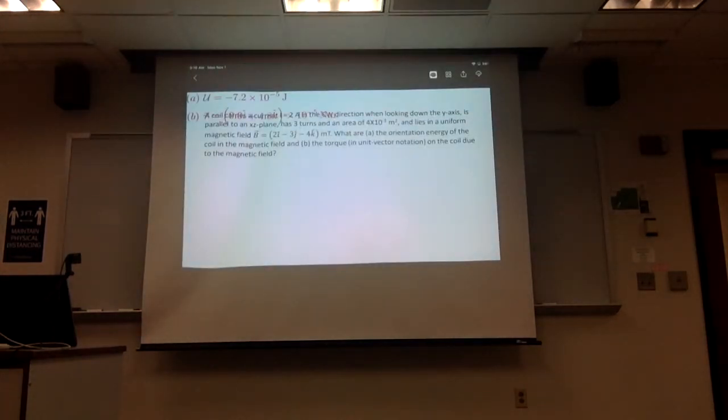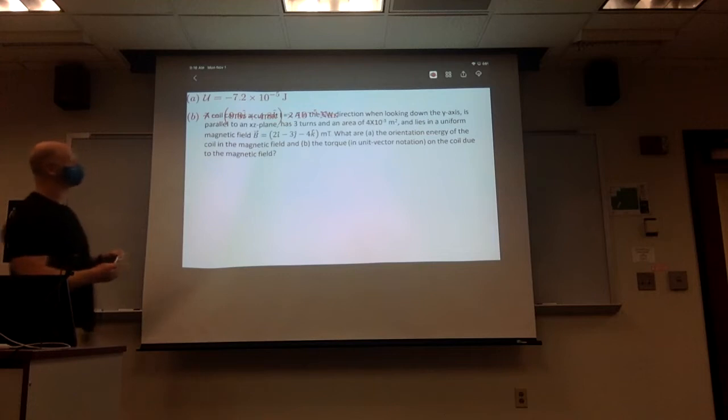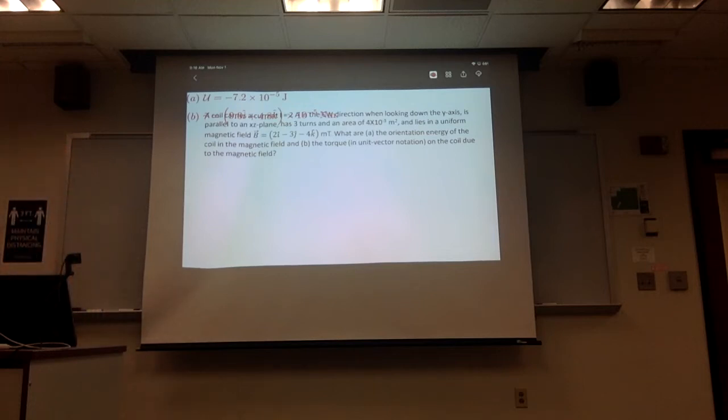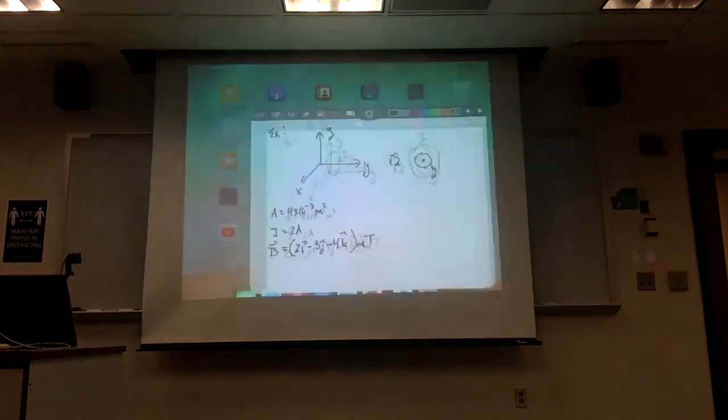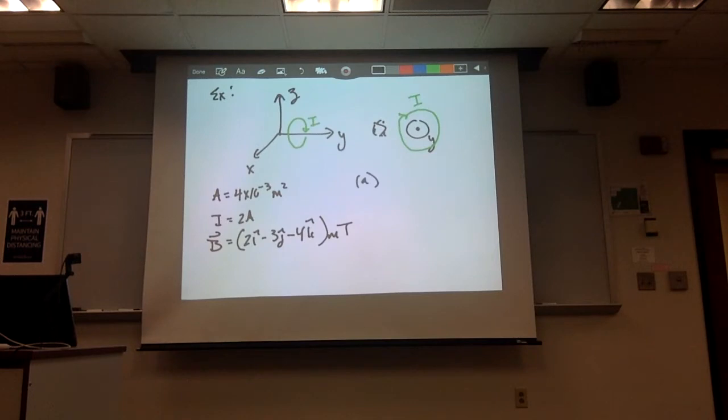So what it wants to know is, what is the orientation energy of the coil in the magnetic field? So I'm looking for the potential energy, and then the torque in unit vector notation on the coil due to the magnetic field. Good. So for part A, what is the magnetic potential energy of this coil in the field? And part B, how much torque does it feel?